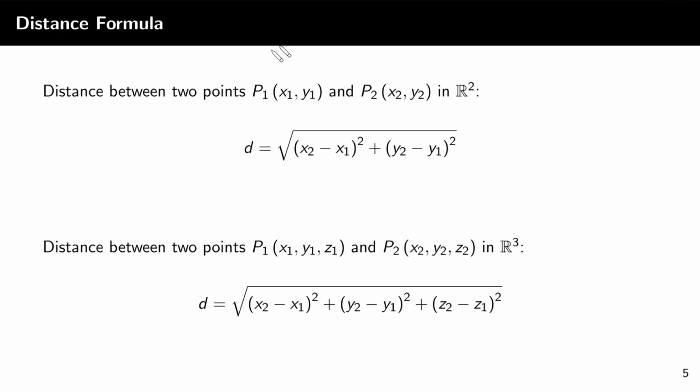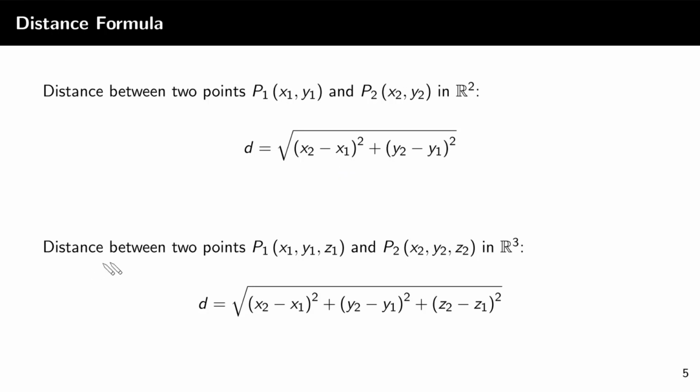Okay, now let's look at the distance formula. So in R2, the distance between 2 points with coordinates x sub 1, y sub 1, and x sub 2, y sub 2, is given by this. So ito yung usual na distance formula na alam natin. The distance is equal to the square root of quantity x sub 2 minus x sub 1 squared plus quantity y sub 2 minus y sub 1 squared. So the distance in R2 is just the square root of the sum of the squares of the differences of the respective coordinates.